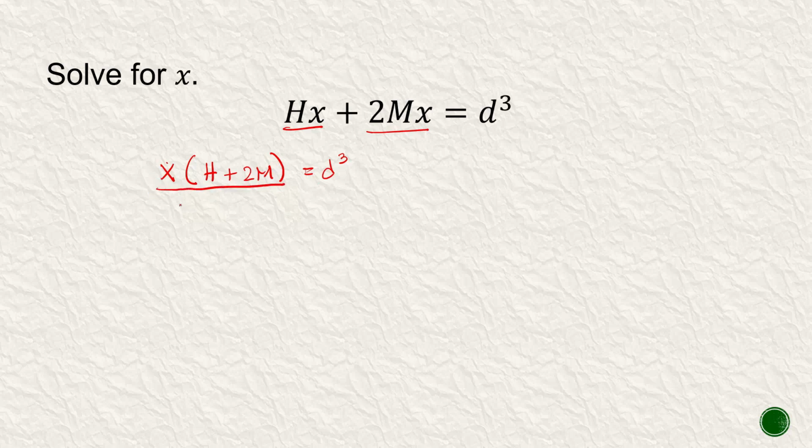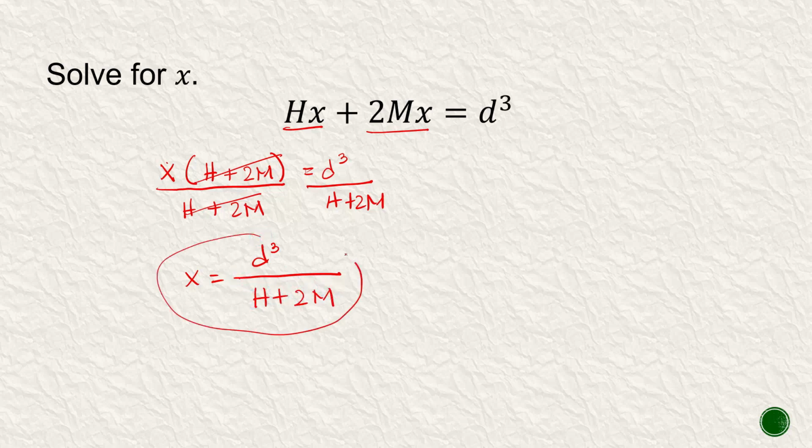So to do that, I will divide both sides by h plus 2m. This will be cancelled out automatically. So x equals d over 3, or d raised to 3 rather, all over h plus 2m. All right, that's the first method.